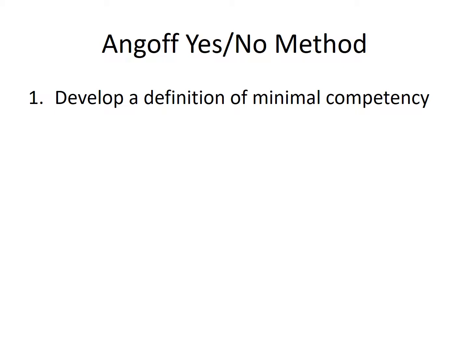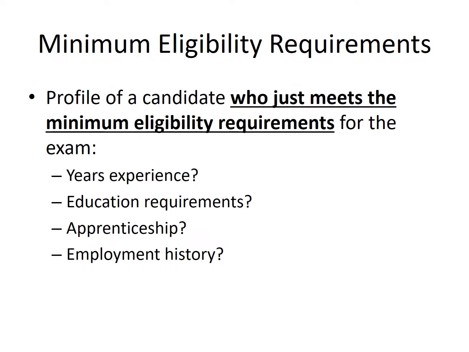The most important step in this method is to develop a definition of minimal competence. This involves identifying and personifying the borderline candidate in your industry and remembering that person while you complete the exercise. Things to consider when defining the borderline candidate include the minimum eligibility requirements for the exam. Think of a person who just meets this minimum eligibility.